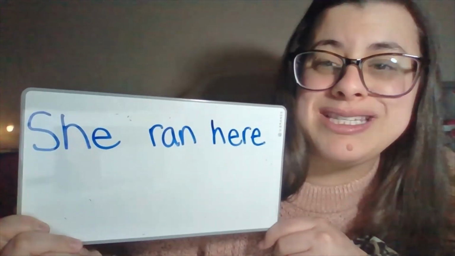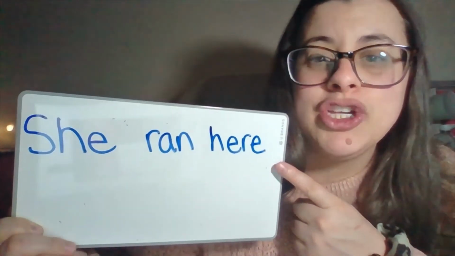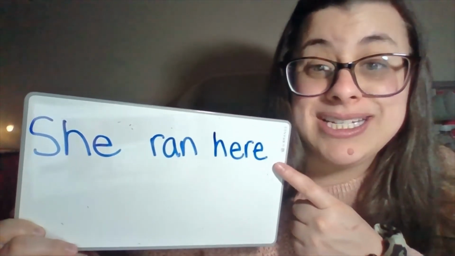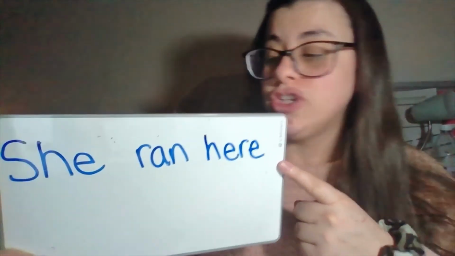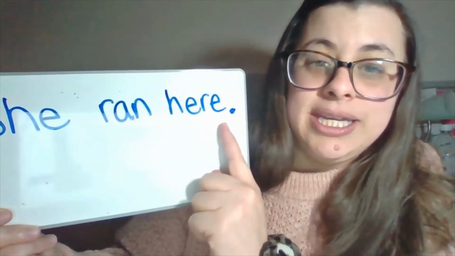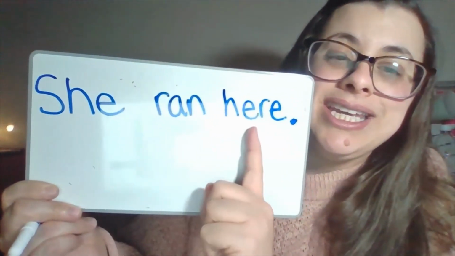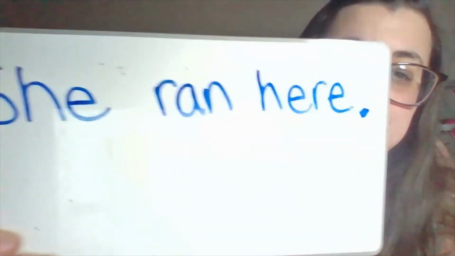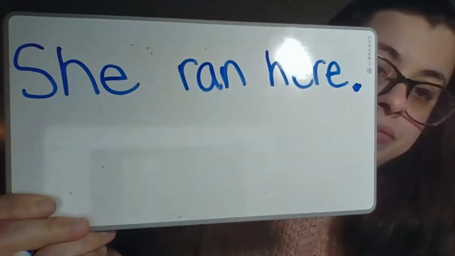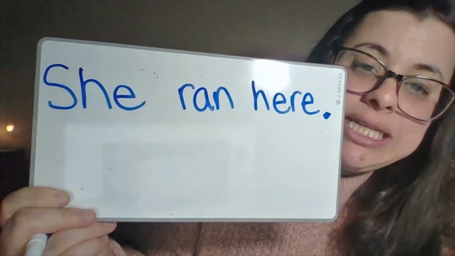So I'm confused because I don't have a period. There's no more words. So that means I have to add a period to tell me when to stop reading. So let's add a period. Now my sentence is complete. She ran here. Read it with me. She ran here. How many words do you see in the sentence? 3. 3 words. There are 3 words in the sentence.